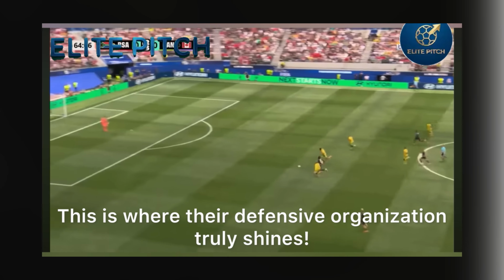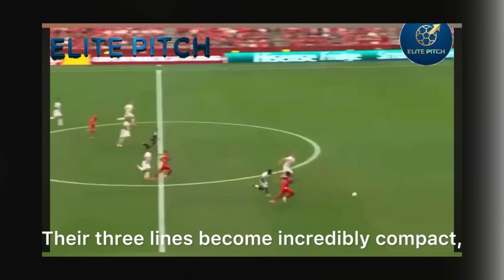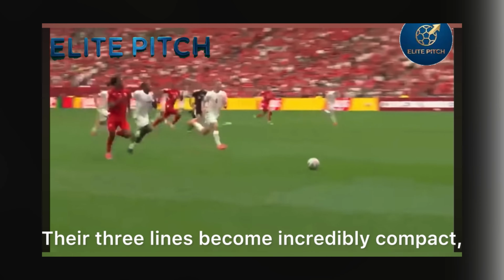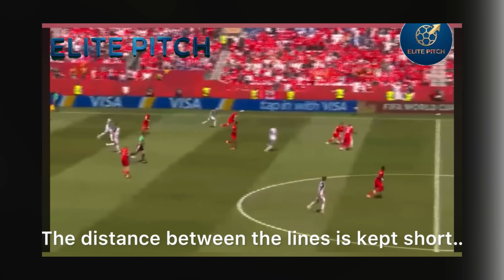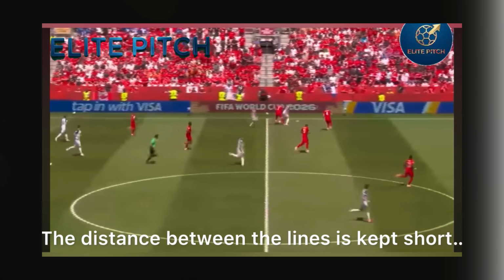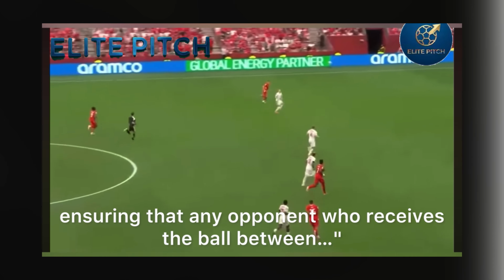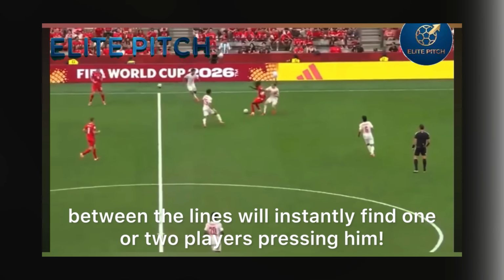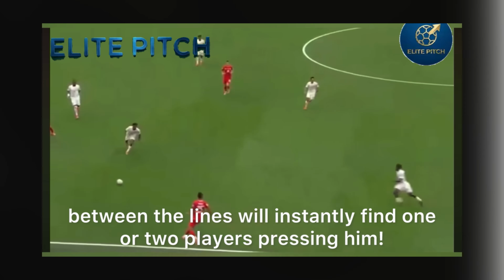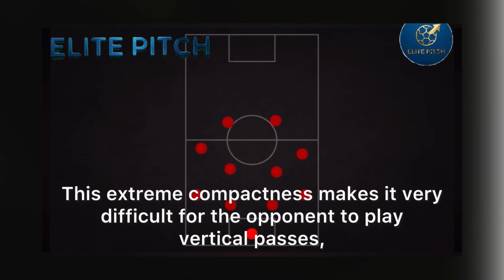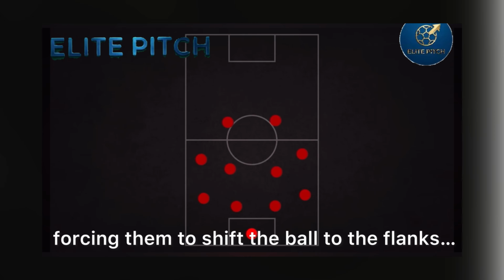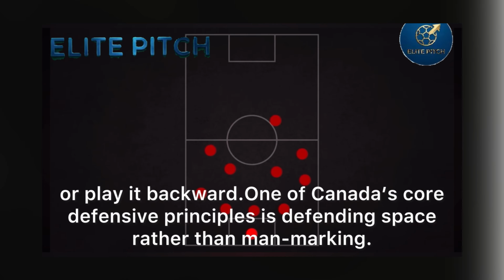This is where their defensive organization truly shines. Their three lines become incredibly compact, leaving zero space between the defense and the midfield. The distance between the lines is kept short, ensuring that any opponent who receives the ball between the lines will instantly find one or two players pressing him. This extreme compactness makes it very difficult for the opponent to play vertical passes, forcing them to shift the ball to the flanks or play it backward.